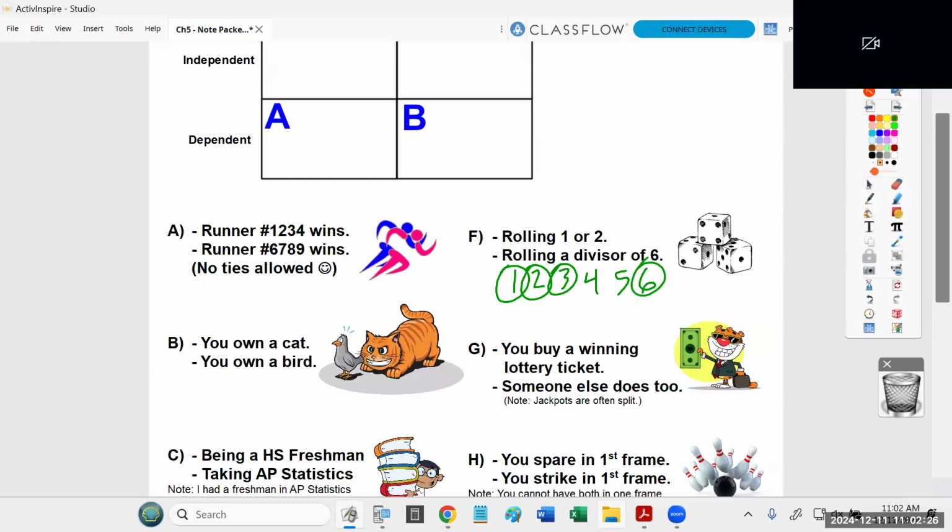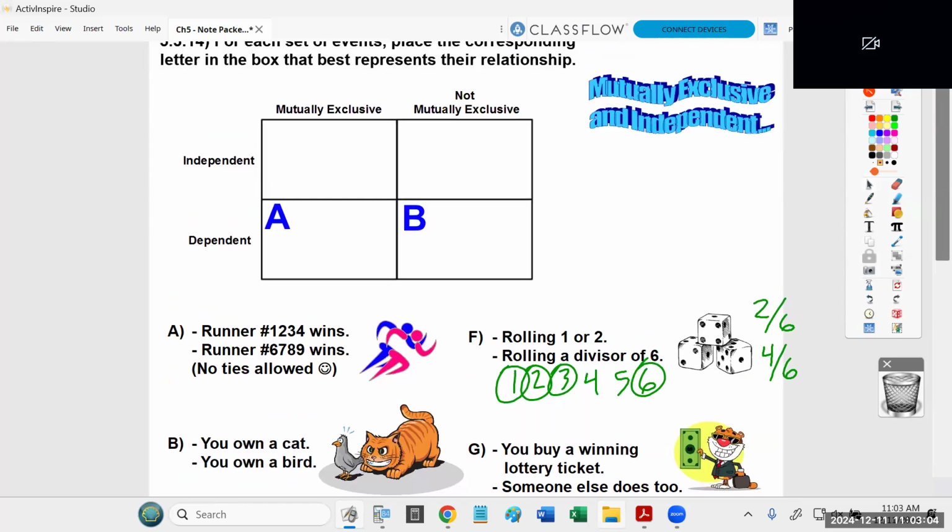Got it? So the probability of rolling a divisor of 6 is 4 out of 6. The probability of rolling a 1 or a 2 is 2 out of 6. Okay? Those are the probabilities. Now, let's say I roll a die, and I'm looking at what I rolled. I'm not going to tell you what I rolled. Is it possible that both of those events are true at the same time? Yes. What would I need to roll? A 1 or a 2. If I rolled a 1, there you go. Both things happen. So they are not mutually exclusive.